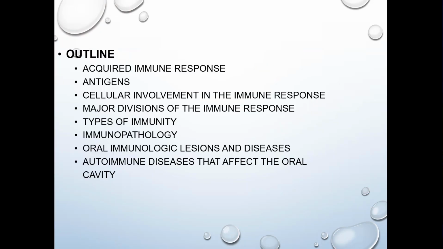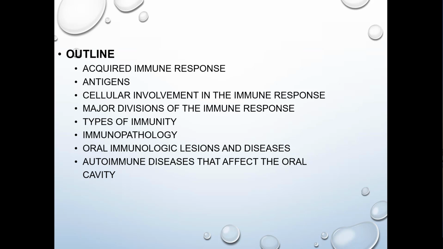We'll be talking about the acquired immune response. Antigens, I'm sure you've heard of that term before. We'll talk about antigens and antibodies, but antigens, what are they? We'll get into those specific cells that are involved in the immune response. Back in chapter 2, we focused mainly on our neutrophils and our monocytes, which become the macrophages. So here we're going to be talking about which cells are involved in the immune response.